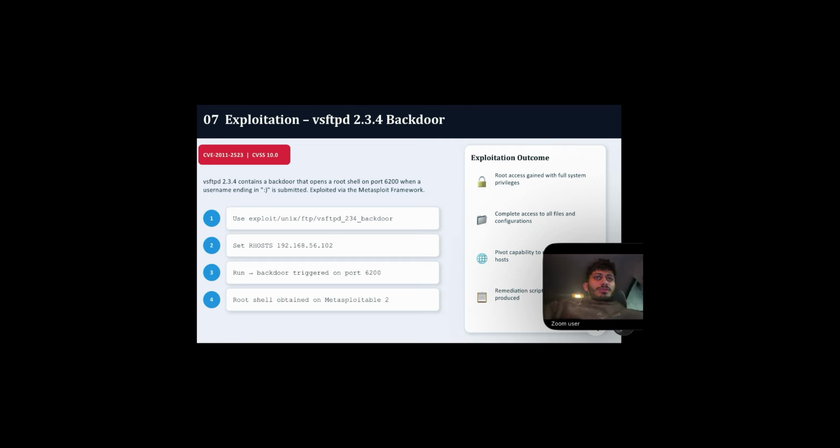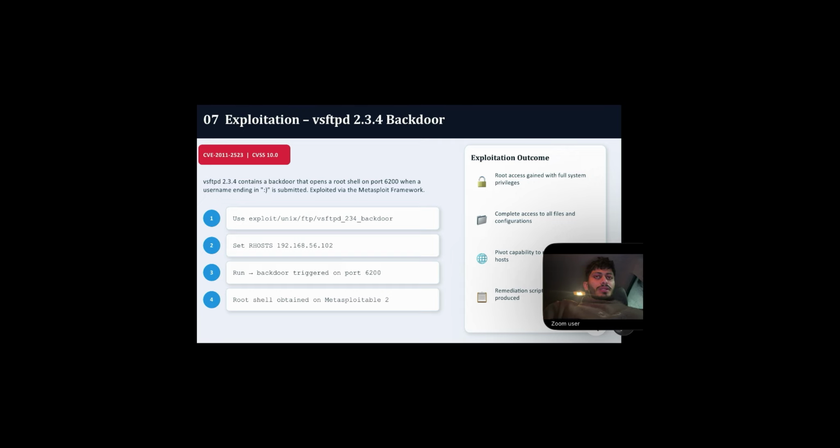First, we loaded the exploit module for the VSFTPD backdoor. Then we configured the target IP address and executed the exploit. The exploit successfully triggered the backdoor, which opened a root shell. This shows the vulnerability was real and could allow an attacker to gain complete control over the system if left unpatched.